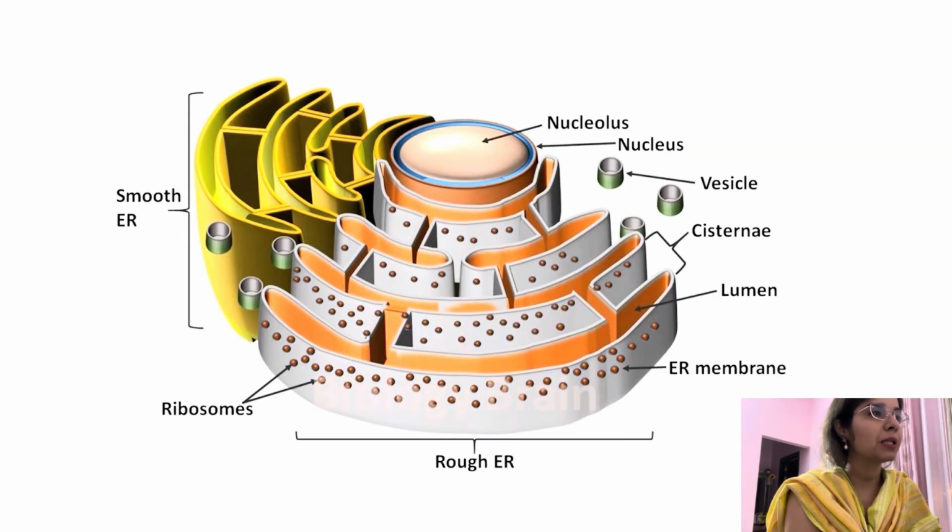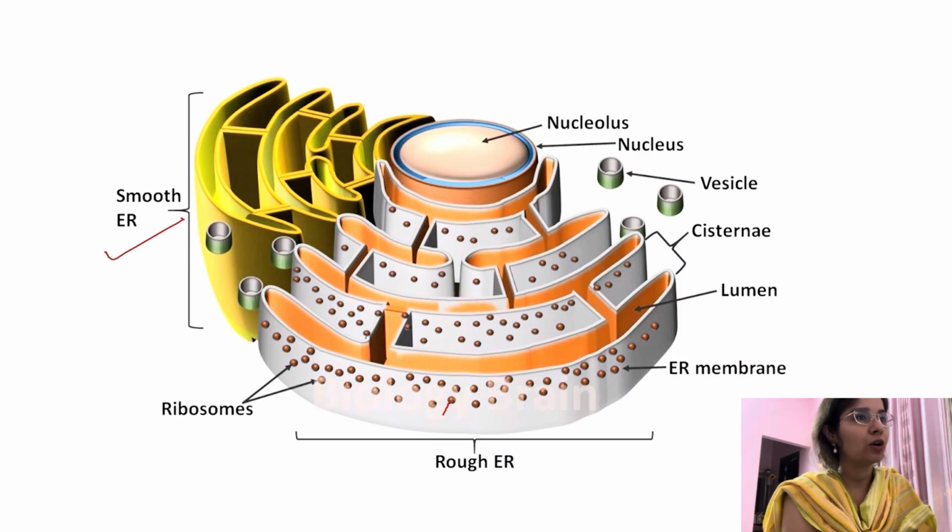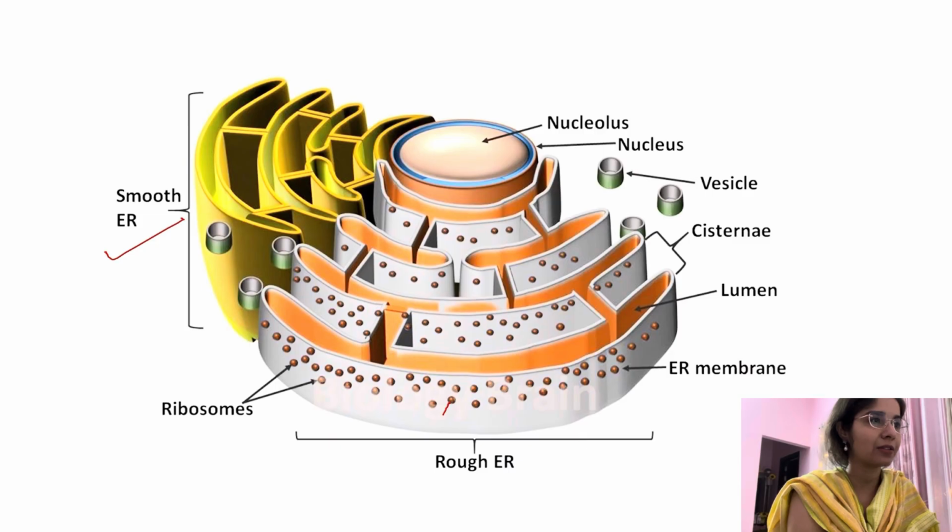This is another picture which shows the endoplasmic reticulum. It is more clear here. You can see the orange dots. These are ribosomes. So this portion is the rough endoplasmic reticulum, whereas this portion which is devoid of ribosomes is smooth endoplasmic reticulum, right?